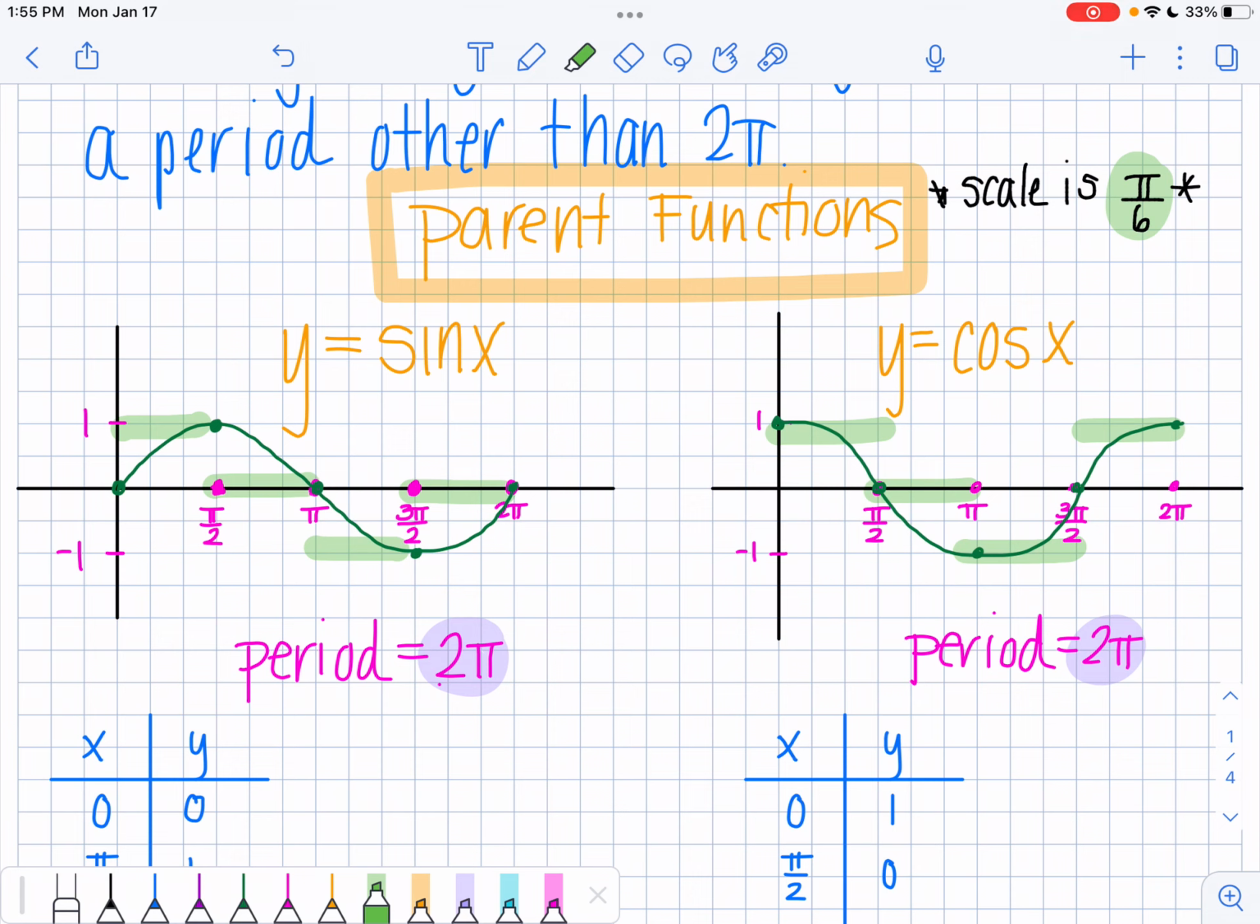And so that's an important thing to know when we're going to change the period, so that we don't have to figure out each individual point. We just have to figure out what the end mark is, and then we can figure out where my points are going to be in between.